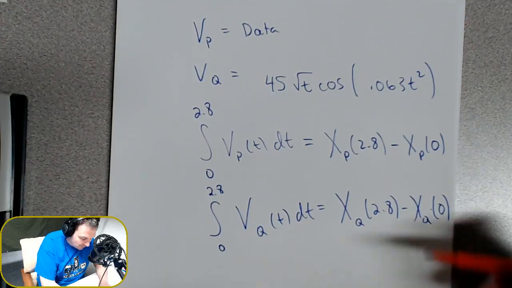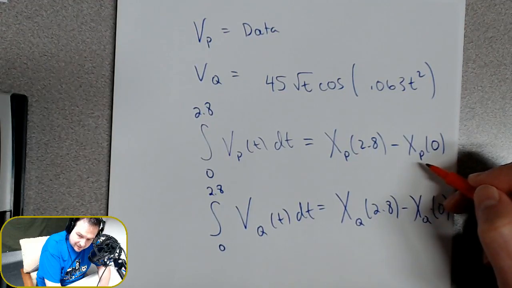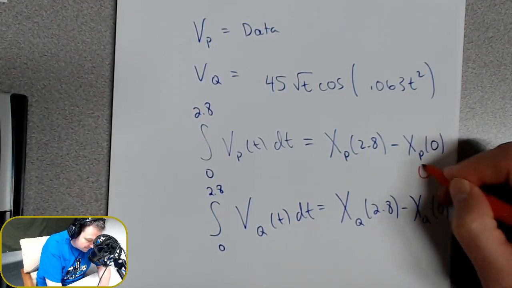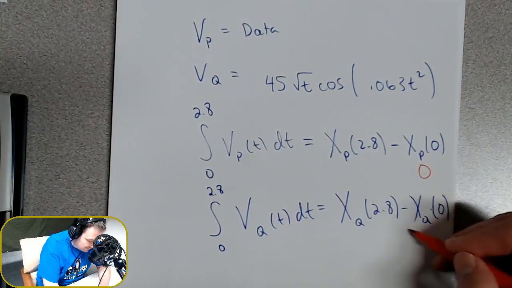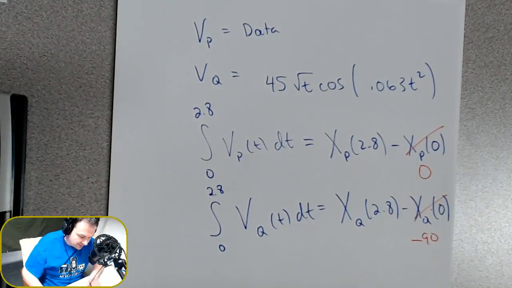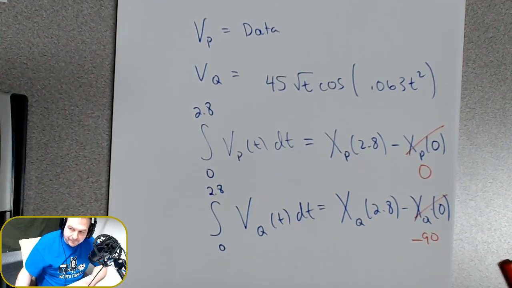So they told us the position at P, right here, they said the position at 0 is 0. And the position at Q, they said, is negative 90. So I replace these two things. They told us that. They said that's what the position is. You see what I mean? They just specifically said that.